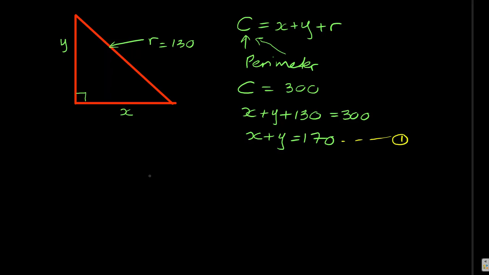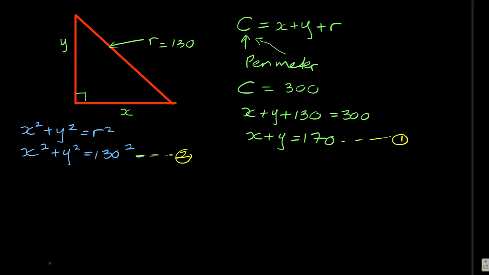Now let us come up with the second equation. Similarly, remember the moment they talk about the right angle triangle and they give you our r, which is 130, you can come up with the Pythagoras Theorem, which says x squared plus y squared is equal to r squared. Now if we continue with that, we've got x squared plus y squared is equal to 130 squared. This is our equation 2.